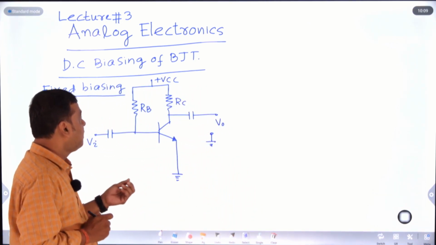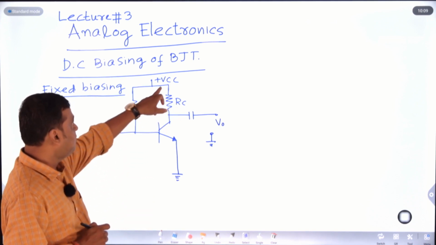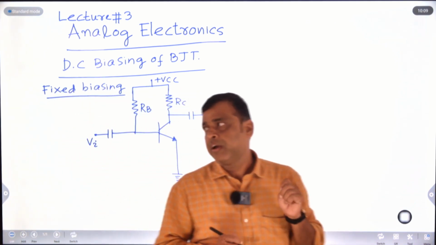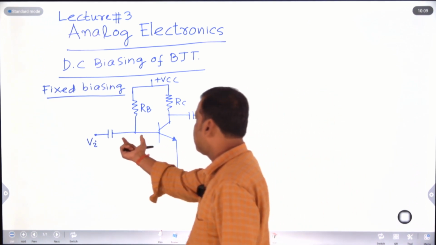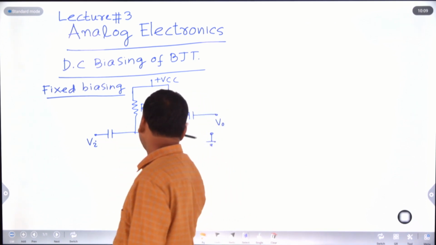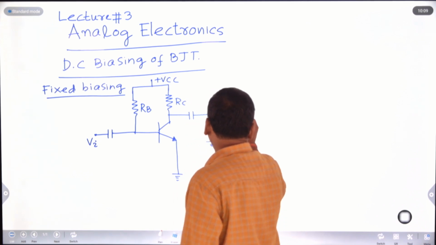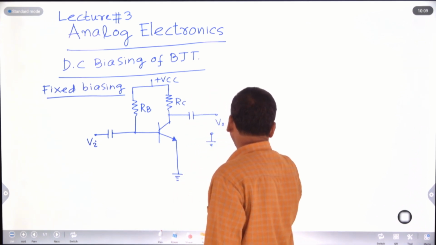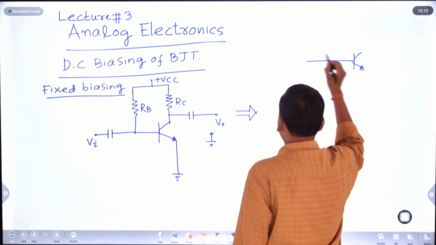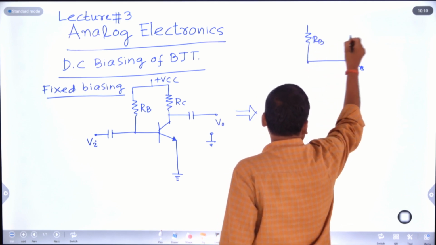In fixed biasing, generally there are two resistors, RB and RC, and there is a plus VCC. Here there are capacitors. In DC, as I already told you, the capacitor is open circuited because the reactance of the capacitor is infinity. So we can open circuit these two capacitors and redraw the circuit, with RB and RC.